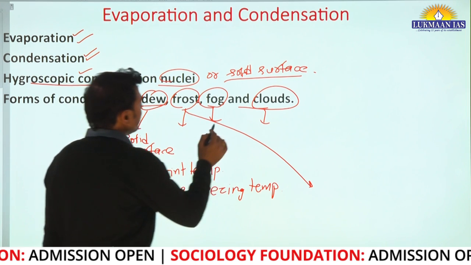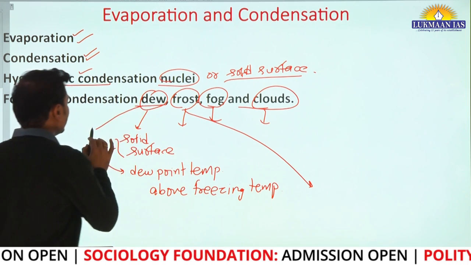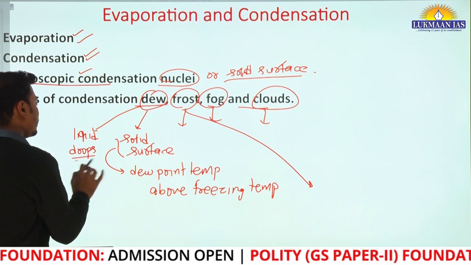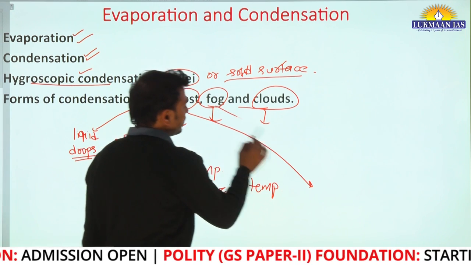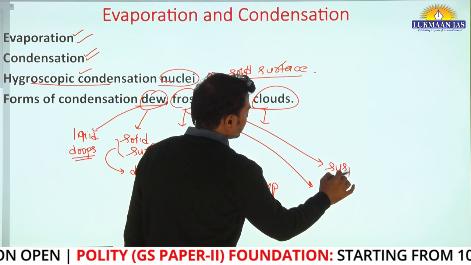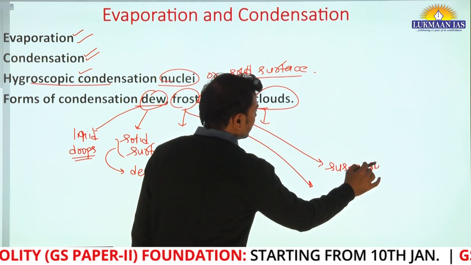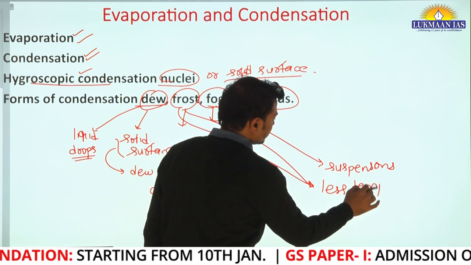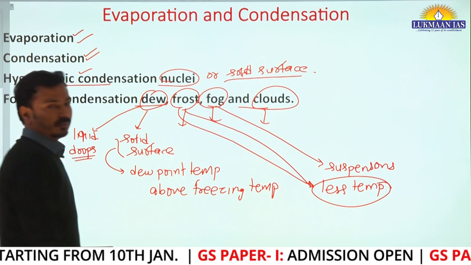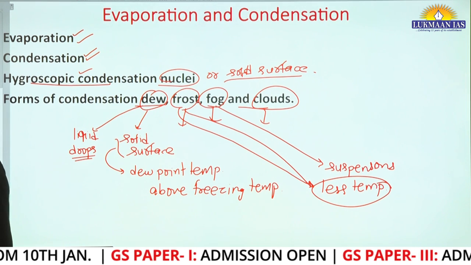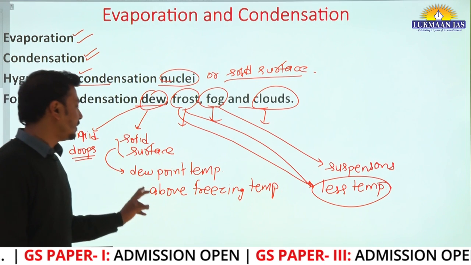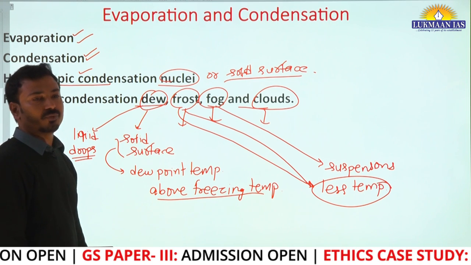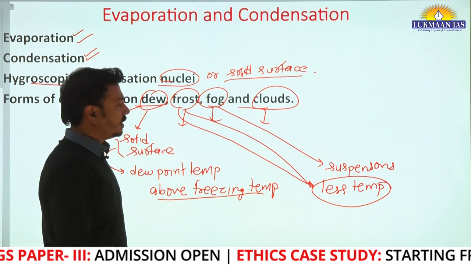Here you should clearly understand, dew is in complete liquid drops, but frost and fog are suspensions, and frost occurs at much lower temperatures compared to fog. We can say that frost happens when the dew point temperature is below freezing point. So there frost forms.